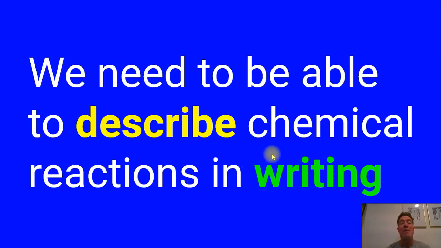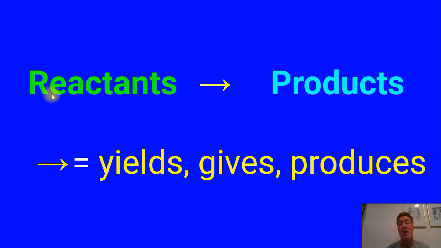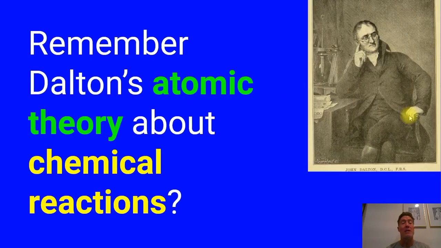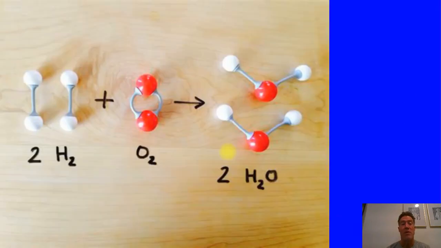We need to be able to describe chemical changes in writing. Remember, in our second chapter, we had a shorthand method for describing chemical reactions, right? It was reactants yield or produce products. But we're going to expand on that a little bit. Remember Dalton's atomic theory about chemical reactions? As reactants are converted to products, the bonds holding the atoms together are broken and new bonds are formed. The atoms are neither created nor destroyed, they are simply rearranged.